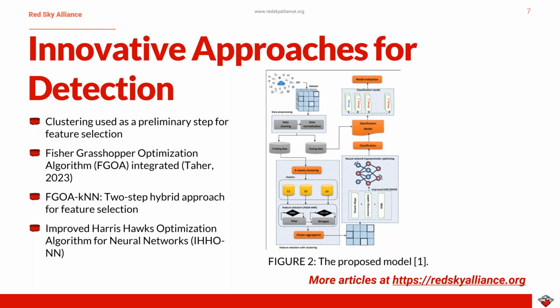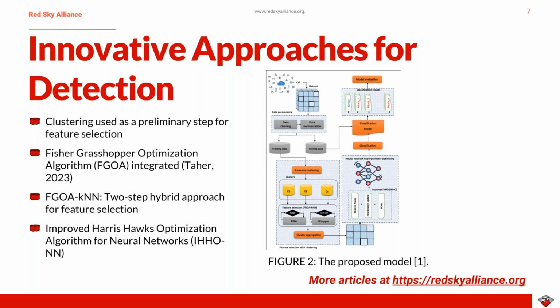So in a recent study that was published this year, 2023, it was found that clustering can mitigate these unexpected threats in conjunction with a supervised learning model. So the study presented a new feature selection technique to significantly minimize the feature set. So clustering is integrated as a preliminary processing step to facilitate feature selection, followed by the Fisher-Grasshopper optimization algorithm.